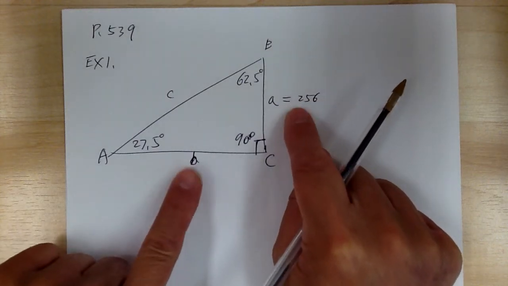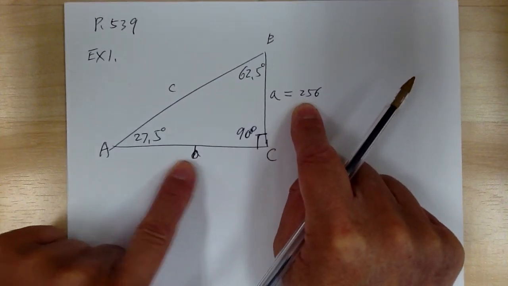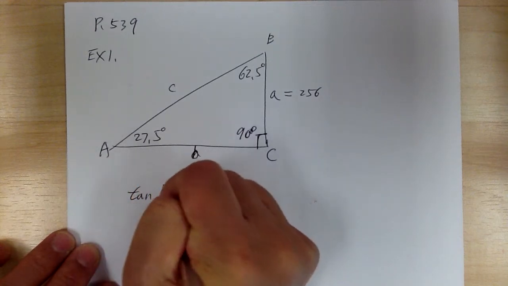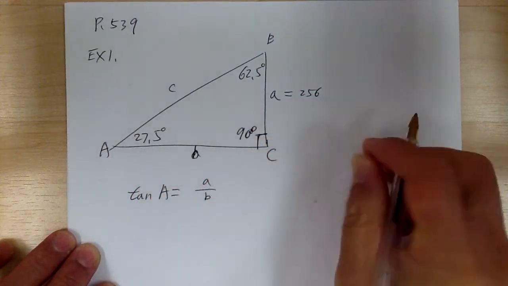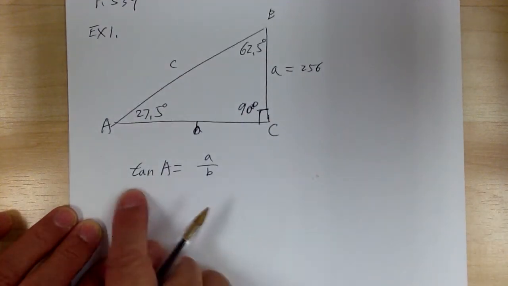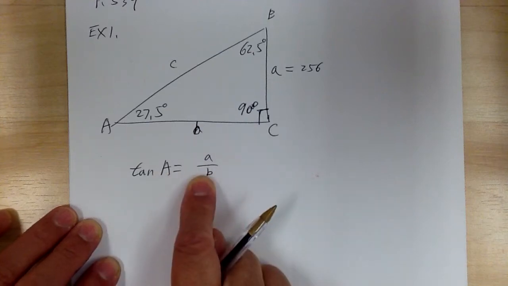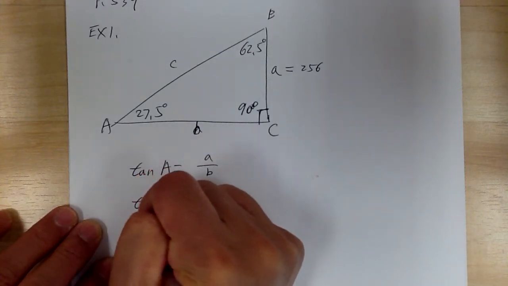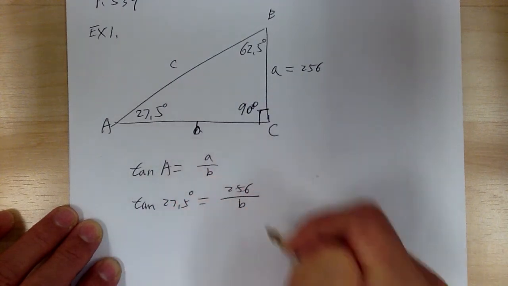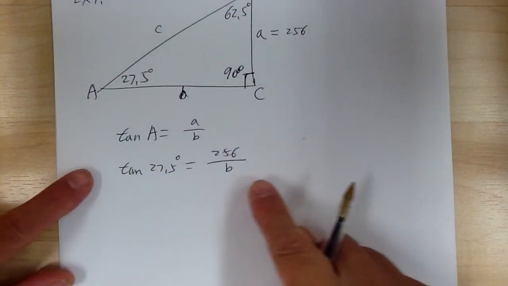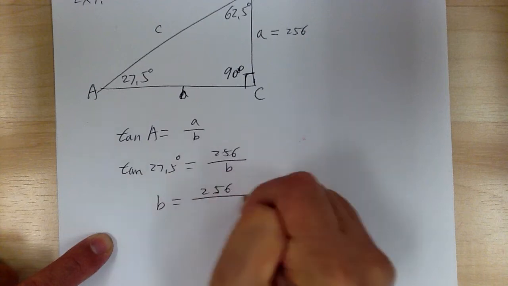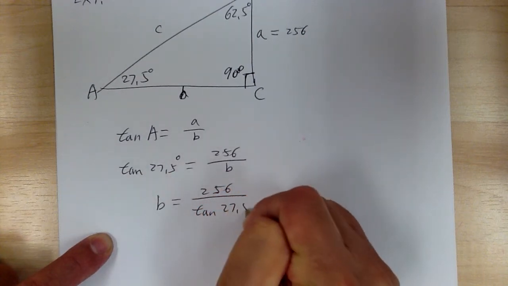So you know that this pair is tangent, right? So you have to write down your formula first. Write down tangent A is equal to a over b, right? Again, you use the one that is given and the one that you are trying to get. So write down your relationship first, the trigonometric function. Then you substitute: tangent of 27.5 degrees equals 256 over b. Then you can do the crisscross and solve. So b equals 256 divided by tangent of 27.5 degrees.